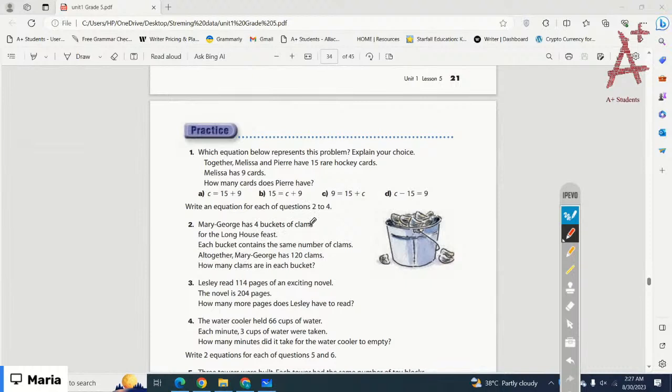For example, I'm going to represent the clams with C, right? You have to write down the equation. So that means 4 times C, or you can use B for 4 buckets. So you can use B: 4 times the bucket equals 120. You don't know how many clams you have in one bucket, so I am going to represent the variable B as the clams in the bucket. So how many clams in each bucket? You just have to write down the equation. It will be 4 times B equals 120, right?